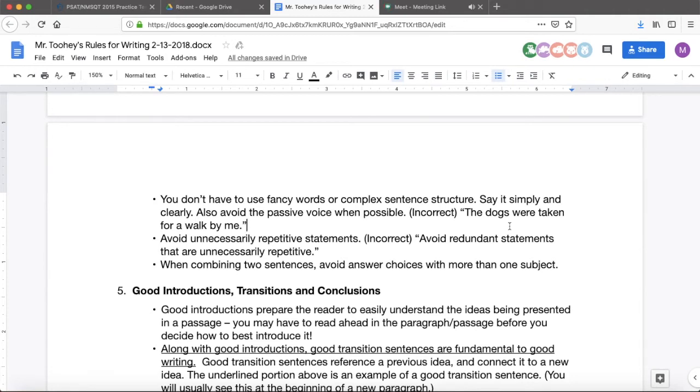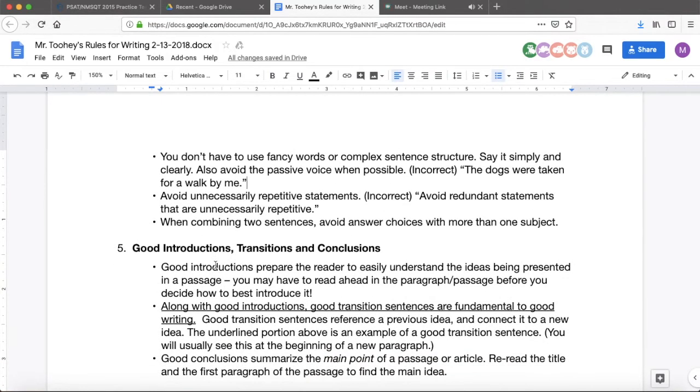Yeah, I think you nailed it, Elizabeth. I took the dogs for a walk, right? Then you are the one doing something. The subject is finally doing something. That's what you want in a sentence. Okay. All right. Caroline, go ahead and read that third bullet point, please.